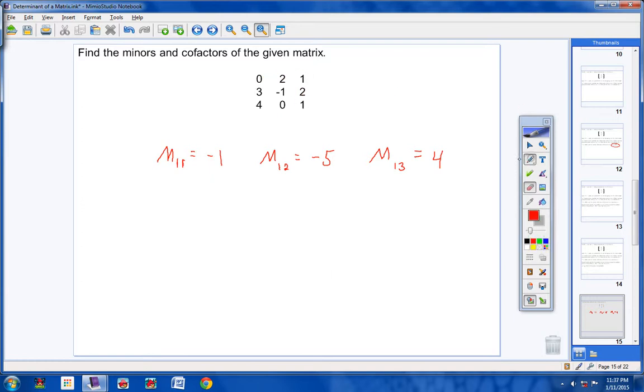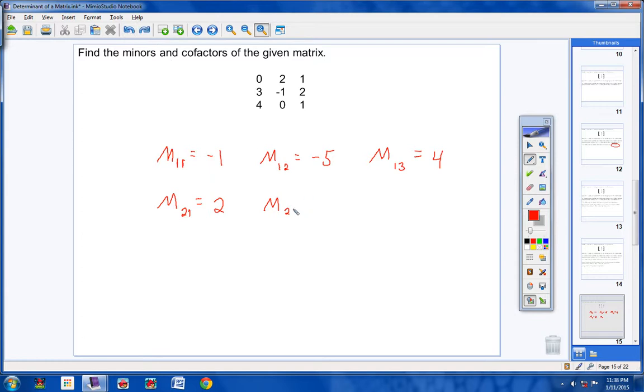All right, now let's move on to minor number 21, right here. Second row, first column. Cross that off, cross that off, and I'm left with 2, 0, 1, 1. Multiply up, 0, multiply down, 2. Add those together, 2. Okay, moving on to minor 22.